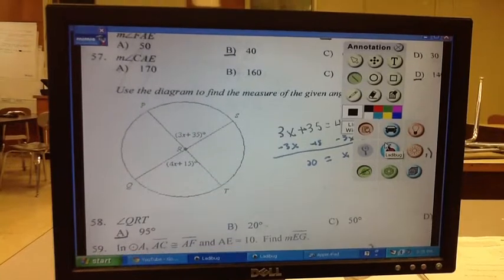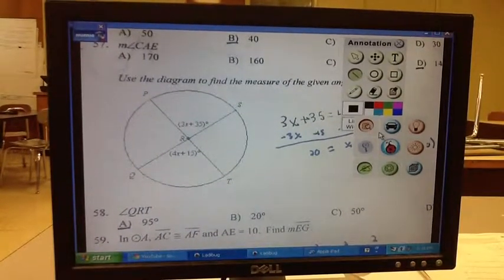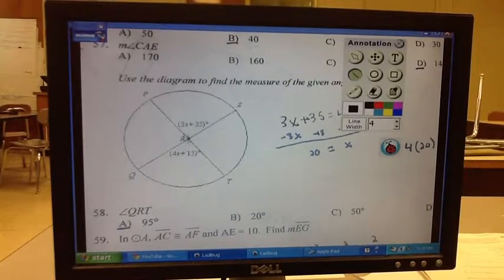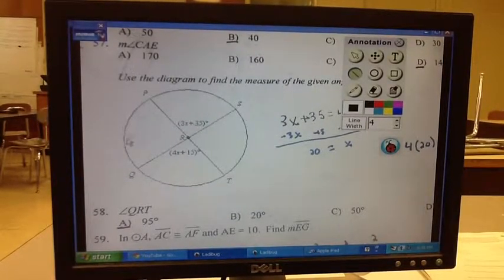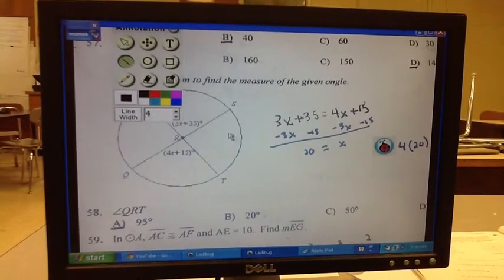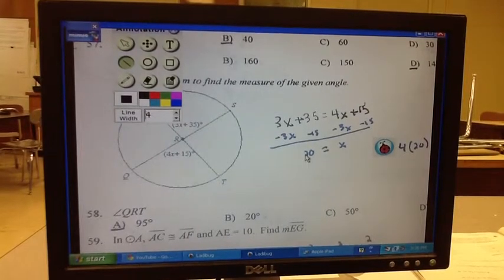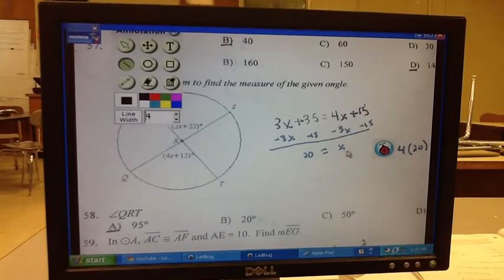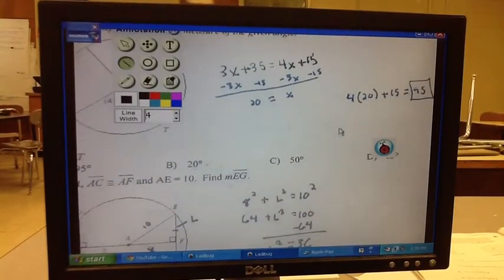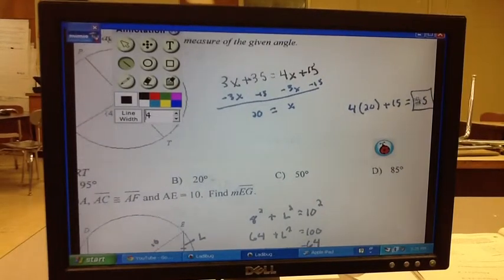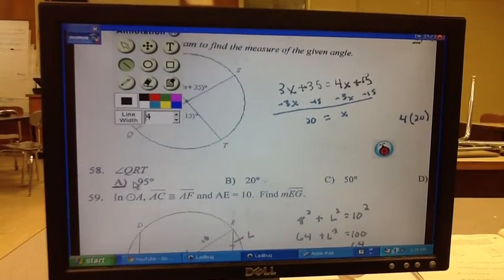Alright, moving on. Next question, number 58, QRT. Obviously, these two angles are vertical. Even if the circle's not there, we got two X's. They end up being vertical. If they're vertical, we know they're equal, so I set them equal, found X. And then the question was find angle QRT, so all I did was simply take the 20, plug it back in to QRT, and get 95, which was A.